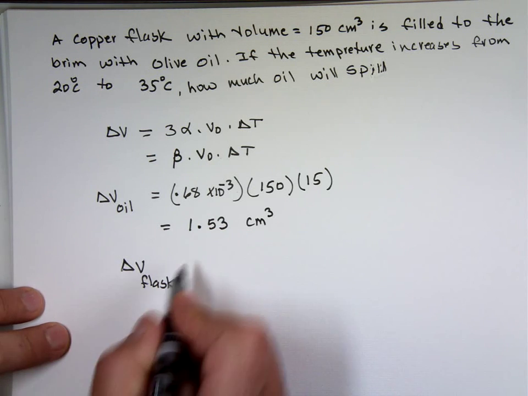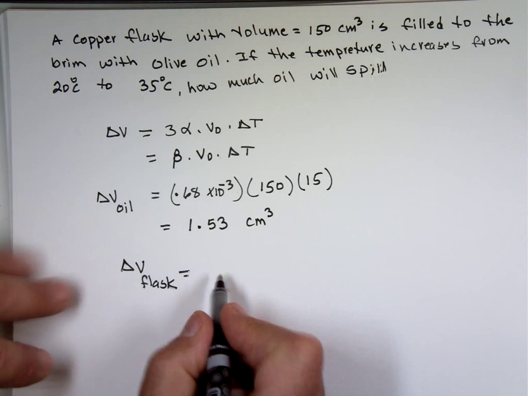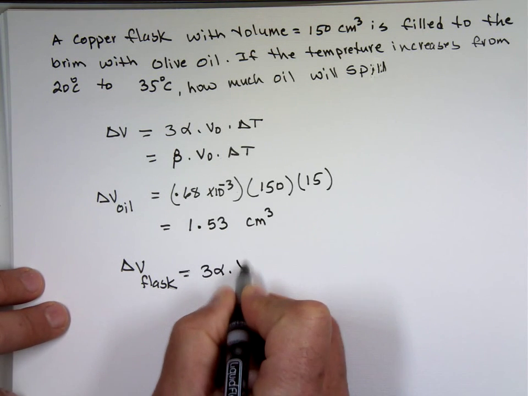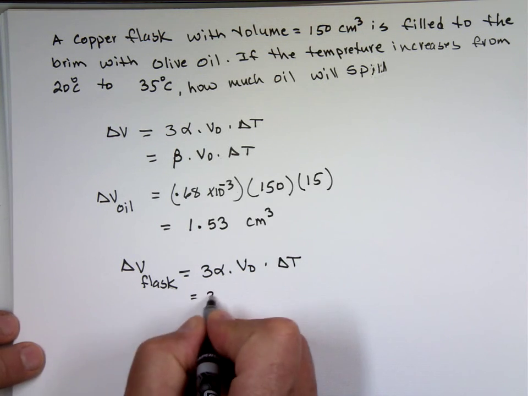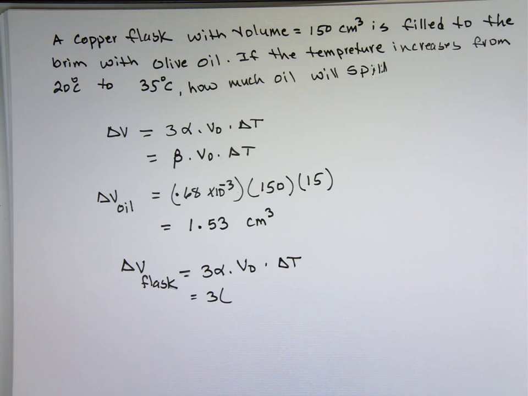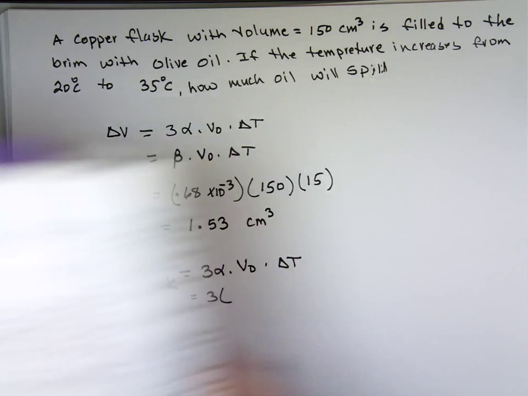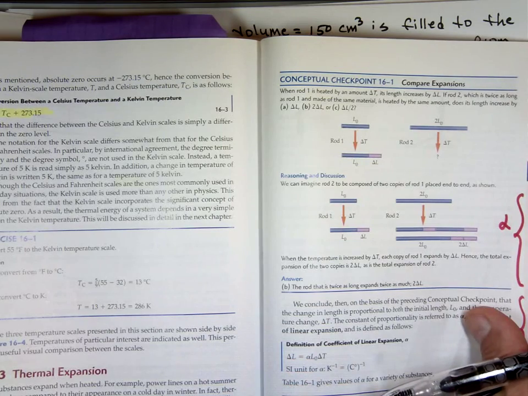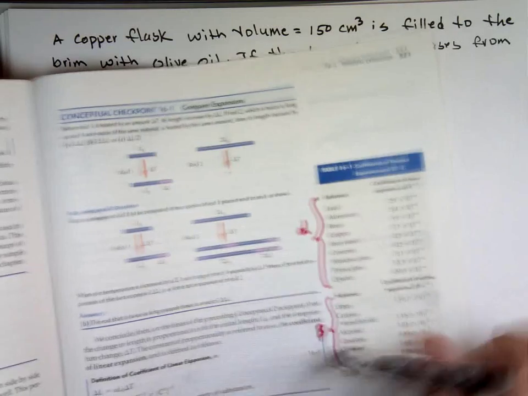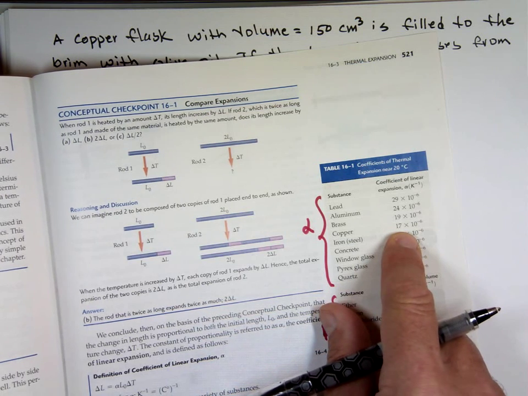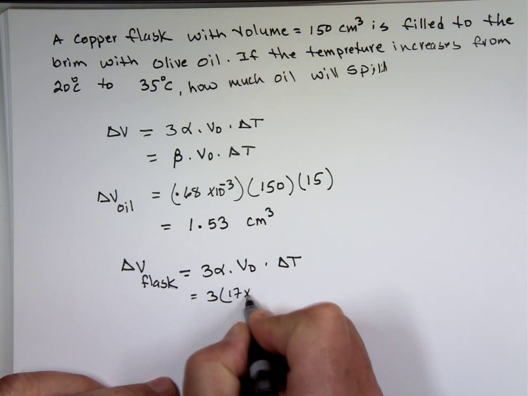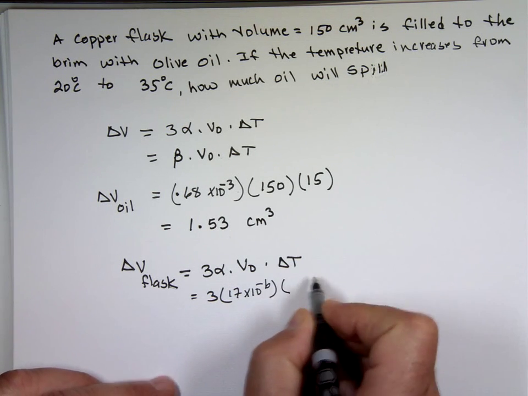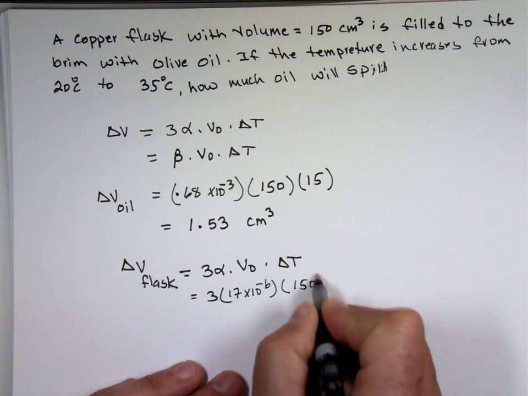So since it's made out of copper, it's not liquid here, I'm going to use 3 alpha times the initial volume times delta T. 3 times alpha. Alpha for the copper flask. Let's go back to that chart again. What is alpha for copper? For copper, alpha is 17 times 10 to the minus 6. Times the initial volume, which is what? 150. Times the change in temperature, which is 15.